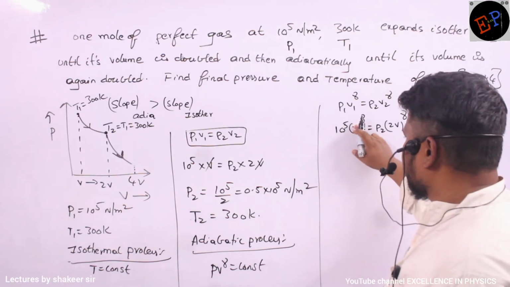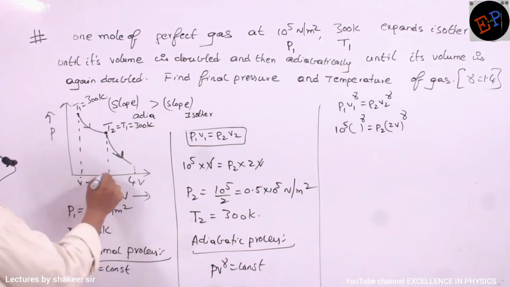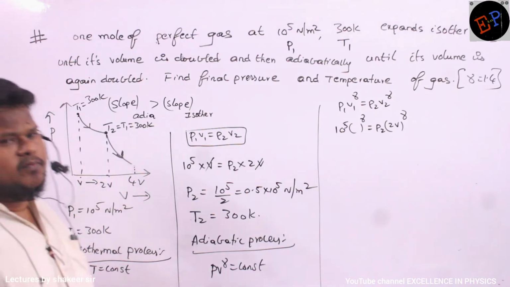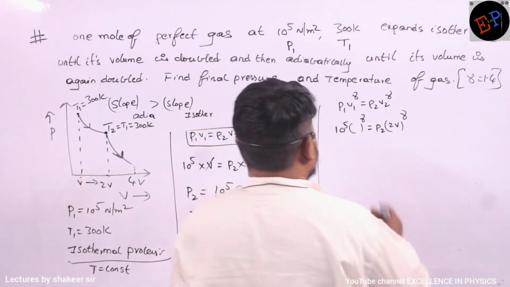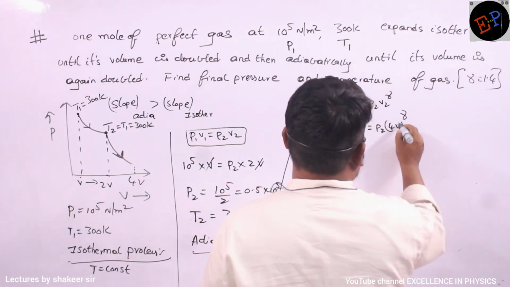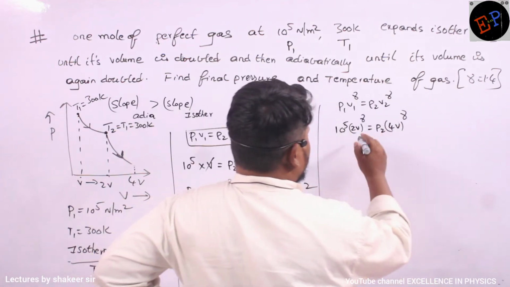Initial volume is double, no? Very good. So here volume was V, this was 2V, this was 4V, no? So here initial volume is 2V, here initial volume is 4V. Are you able to understand? So therefore this is 2V and this one is 4V. Clear? So now V power gamma, they will get cancelled.